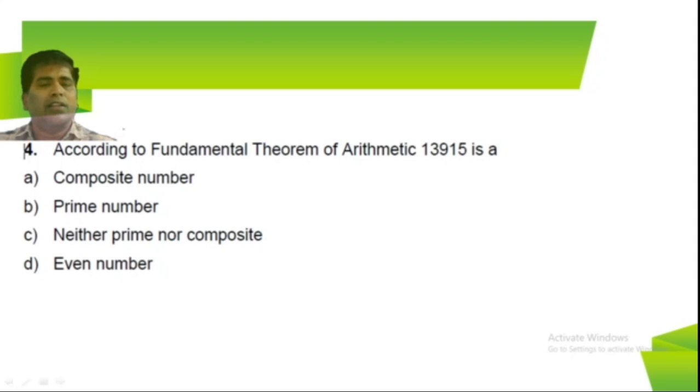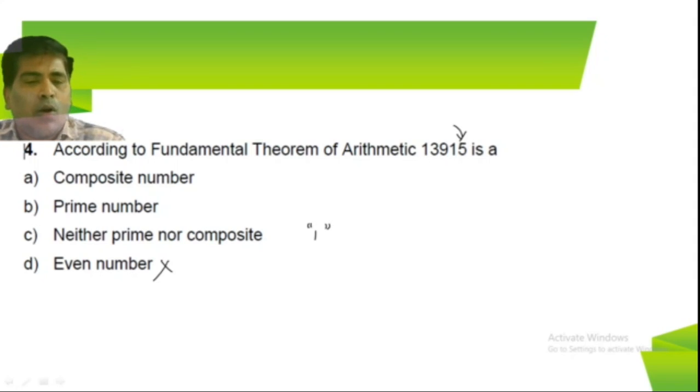According to the fundamental theorem of arithmetic, 13,915 is a dash number. Is it a composite number? Is it a prime number? Neither prime nor composite? An even number? First of all, I can discard that it is an even number. Why? Because we have unit digit 5 here, so it's not an even number. Neither prime nor composite: we have only one such number, the number 1. It is neither prime nor composite. So again we can discard this.